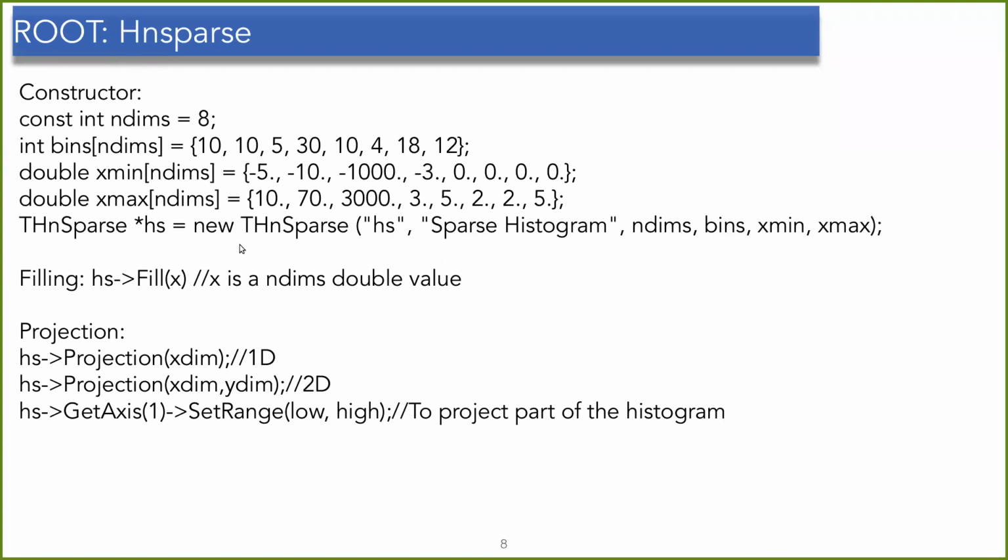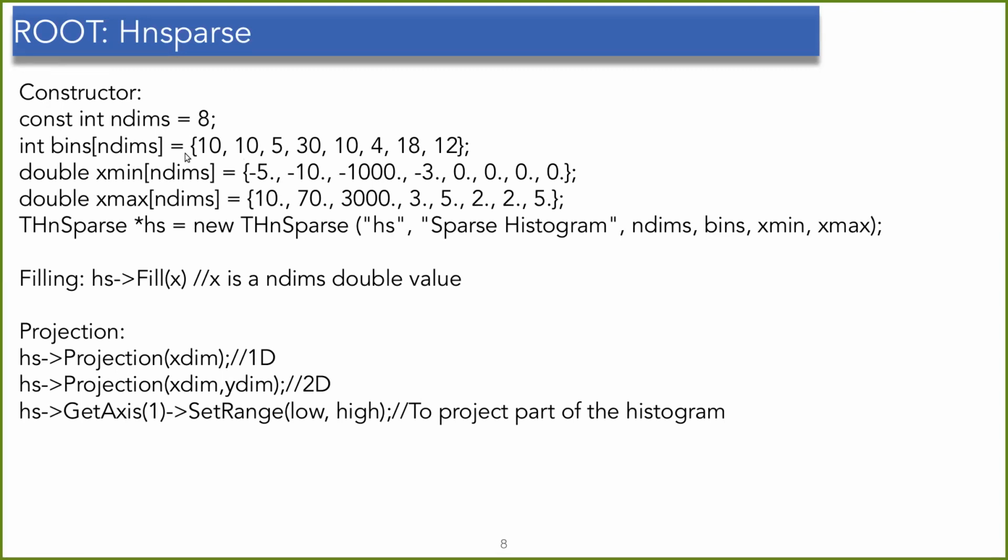So here I have written that. The first argument corresponds to the name of the THnSparse, and the second argument is the title, similar to the histogram. And the next argument corresponds to the number of axes that you want to put in your THnSparse. For example, it is 8 here. Then you have the bins, xmin and xmax. Those are basically double values. So these bins basically give you the number of bins in each of those axes, which is defined here.